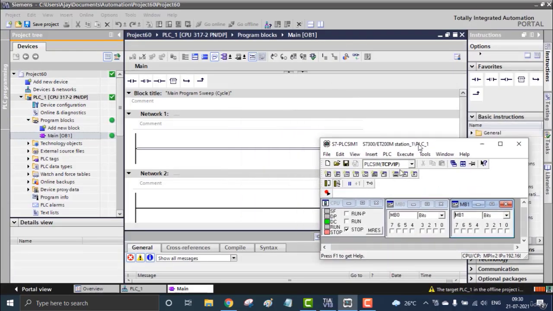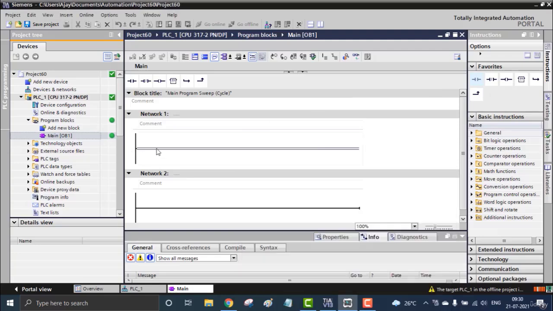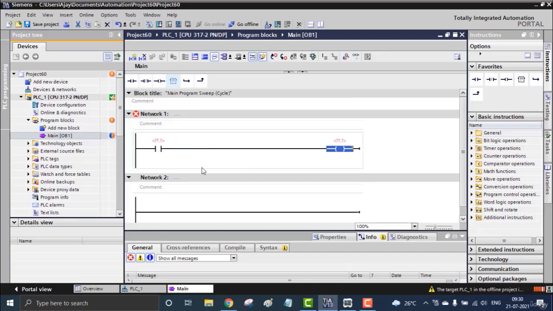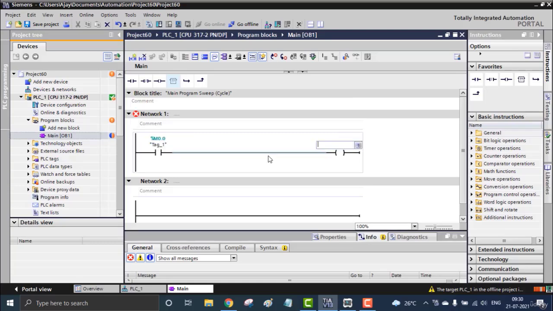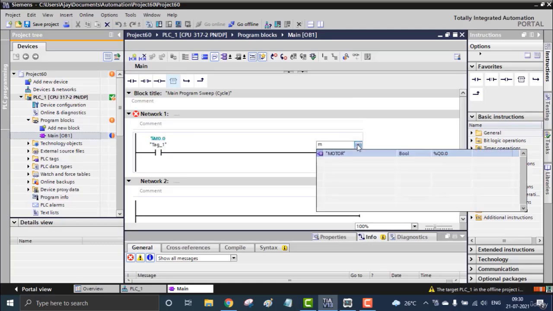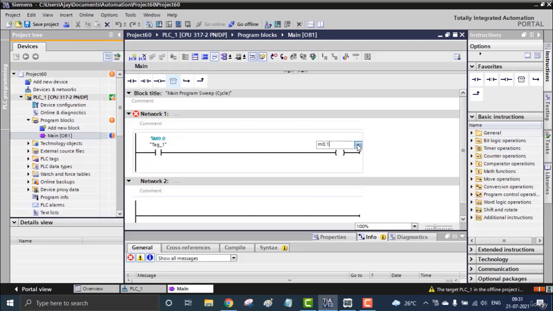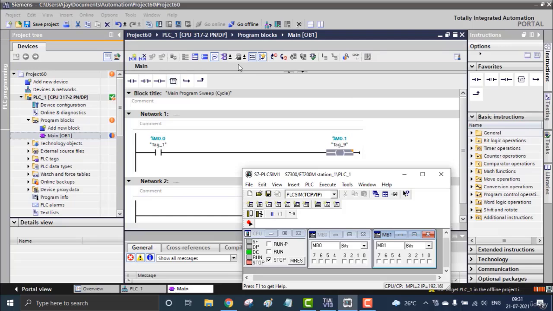I just want to place one contact and one coil, just for showing the memories. One contact and one coil. This will be M0.0, and this would be M0.1. That's okay. Now we're going to talk about this memory organization and how it's coming.